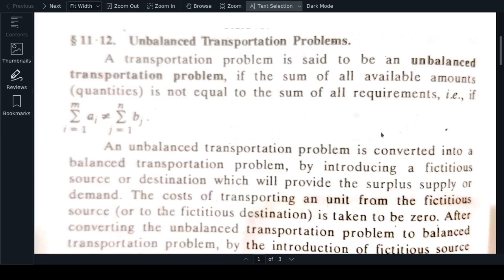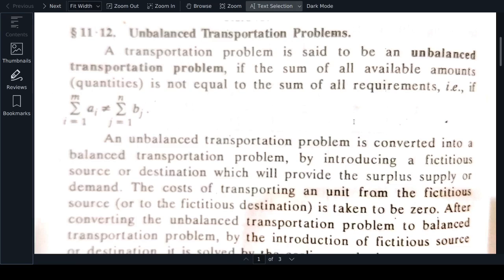Sometimes they ask a question: define unbalanced transportation problem, or write a short note on unbalanced transportation problem, or sometimes ask how to convert one unbalanced transportation problem to balanced transportation problem. So you see this theory portion, because earlier I have given all the problems as balanced transportation problems.